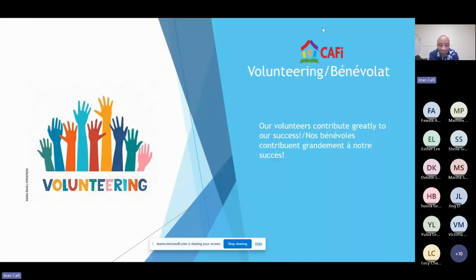Okay, so we also have volunteers. Volunteering is really important for us. As I said before, I'm the only one here. Our volunteers are really active. They help. Sometimes they do presentations, and it's really important to have them with the food distribution program. Sometimes they help with our program called the welcoming meeting. We have at least 20 or 25 volunteers, and we keep recruiting people who are interested in volunteering. As you can see here, our volunteers contribute greatly to our success.